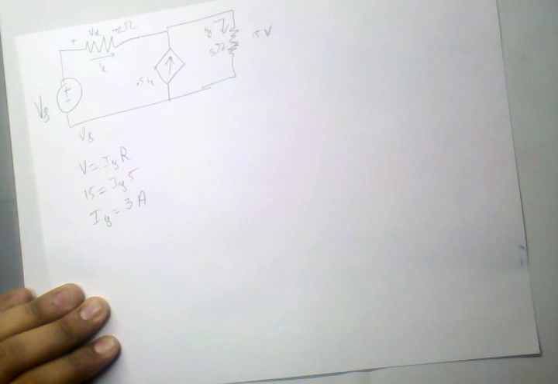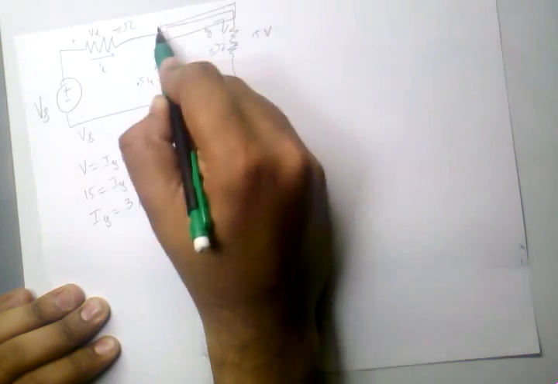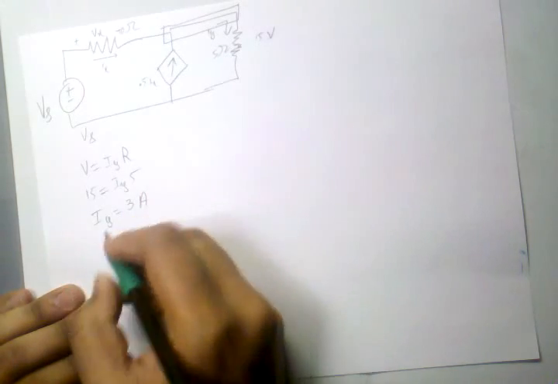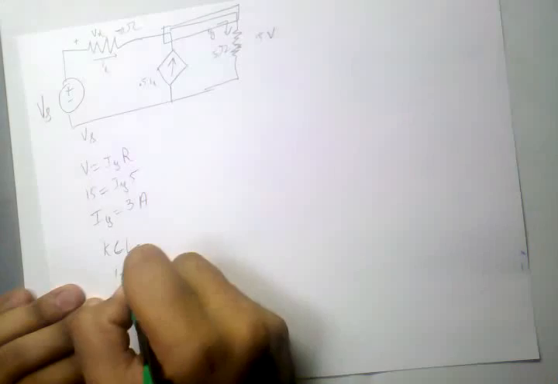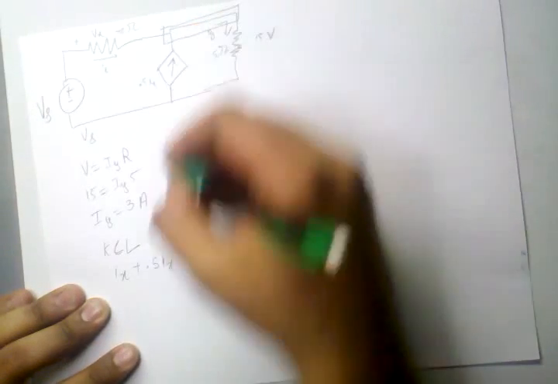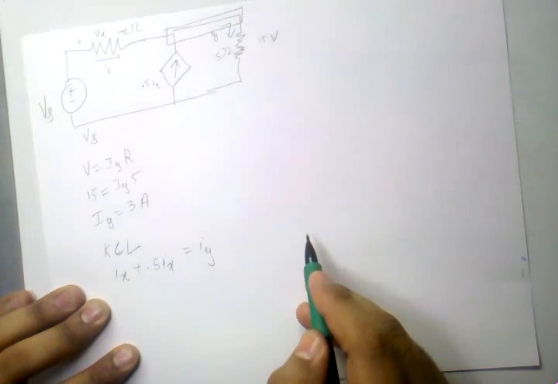Now we use KCL. We use KCL around this whole node. So using KCL, we get Ix, this current flowing in, plus 0.5 Ix, this current flowing in, which will be equal to Iy, this current flowing out.